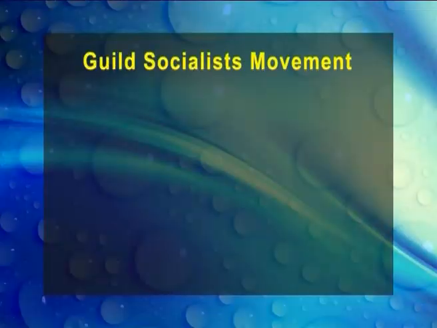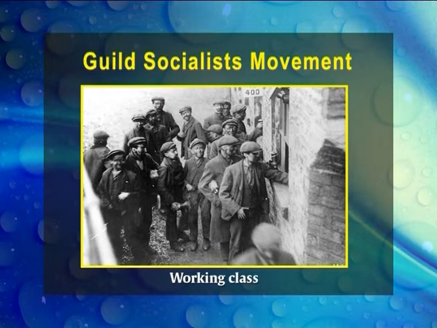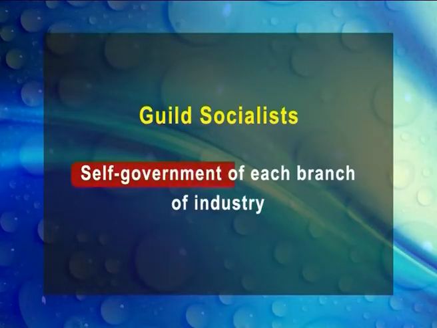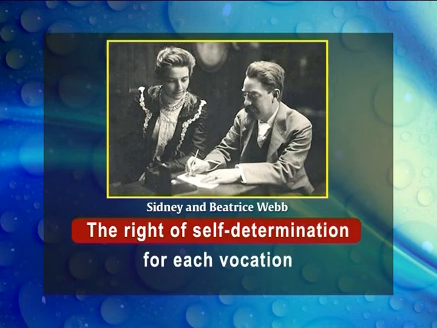As already said, the main concern of the Guild socialist movement is uplifting the working class through self-government in industries by the concerned working class. While drafting the scheme of things, the Guild socialists aimed at self-government of each branch of industry. They wanted, as the Webbs put it, the right of self-determination for each vocation.